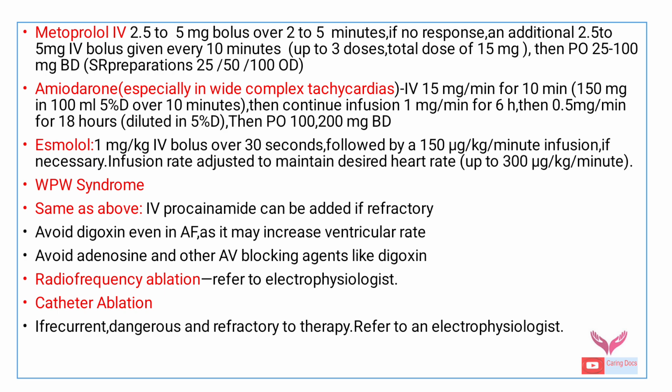For WPW syndrome, the treatment is same. IV procainamide can be added if the treatment is refractory. We have to avoid digoxin even in AF patient as it may increase the ventricular rate. Avoid adenosine and other AV blocking agents like digoxin in WPW syndrome also. For radiofrequency ablation, we have to refer the patient to electrophysiologist, and there we can do catheter ablation if recurrent, dangerous or refractory patients are there.